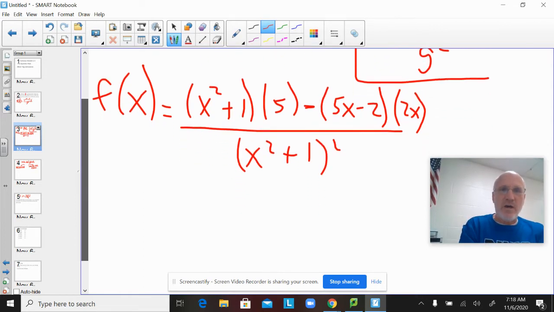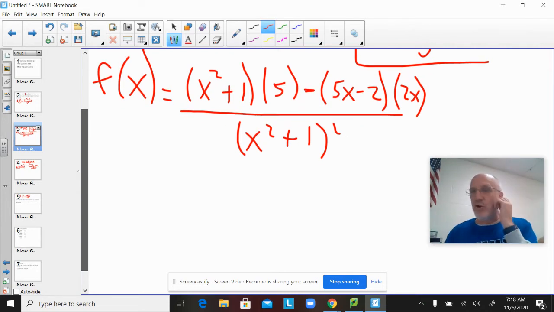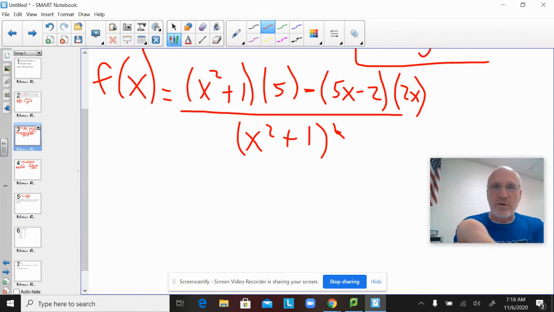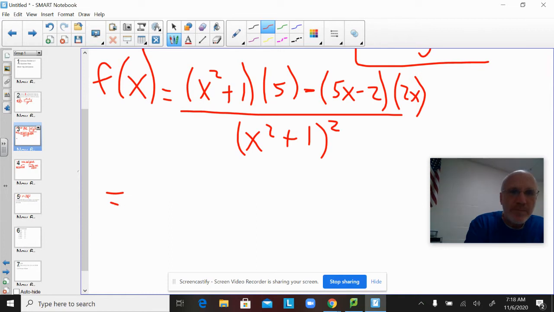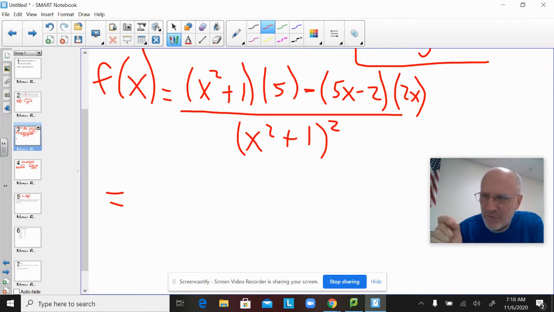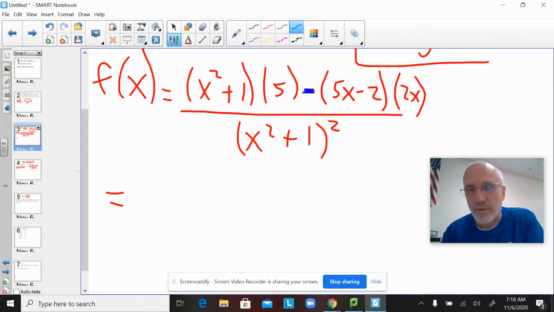Now, it's very common to clean this up. We're going to clean that numerator up. The denominator we are not going to write twice and FOIL with itself. We're just going to leave it as the quantity x squared plus 1, squared. But in that numerator, I can distribute a 5 and also distribute a 2x, and really carefully distribute this minus sign. It's easy to do some algebra wrong here.